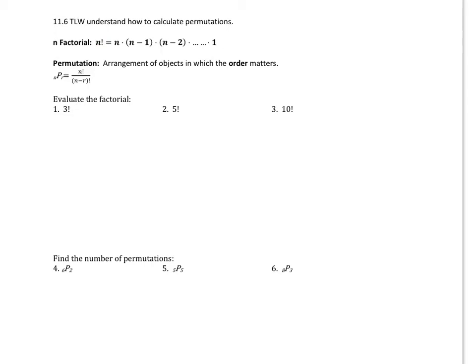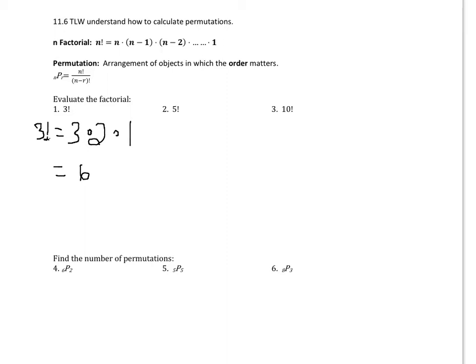Now, where it says evaluate 3 factorial, see how it says n times n minus 1 times n minus 2 until you get down to 1? So think about this. 3 factorial equals, well, n is 3 times, well, what's 3 minus 1? 2. What's 3 minus 2? 1. Once you get to 1, you're done. So what's 3 times 2 times 1? 6.